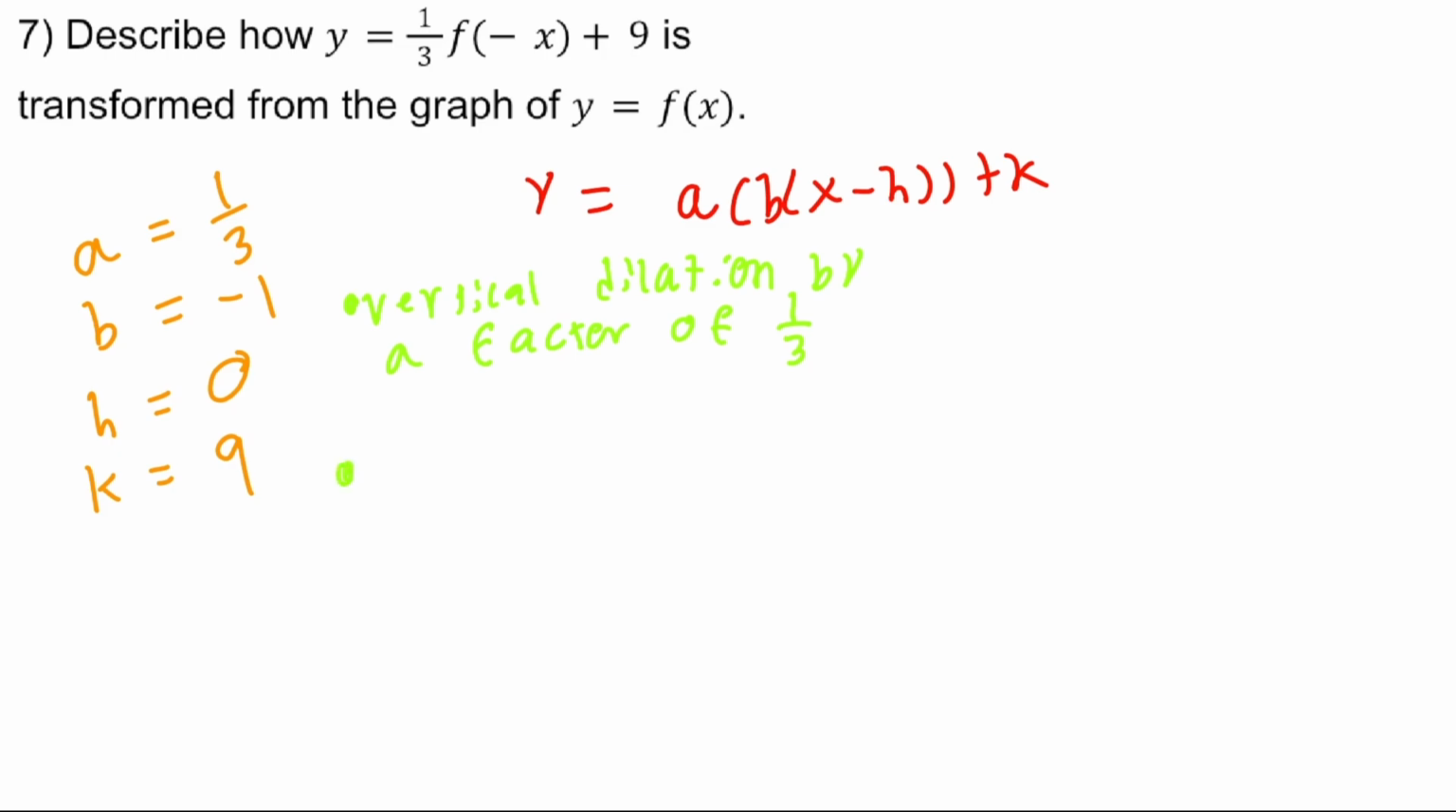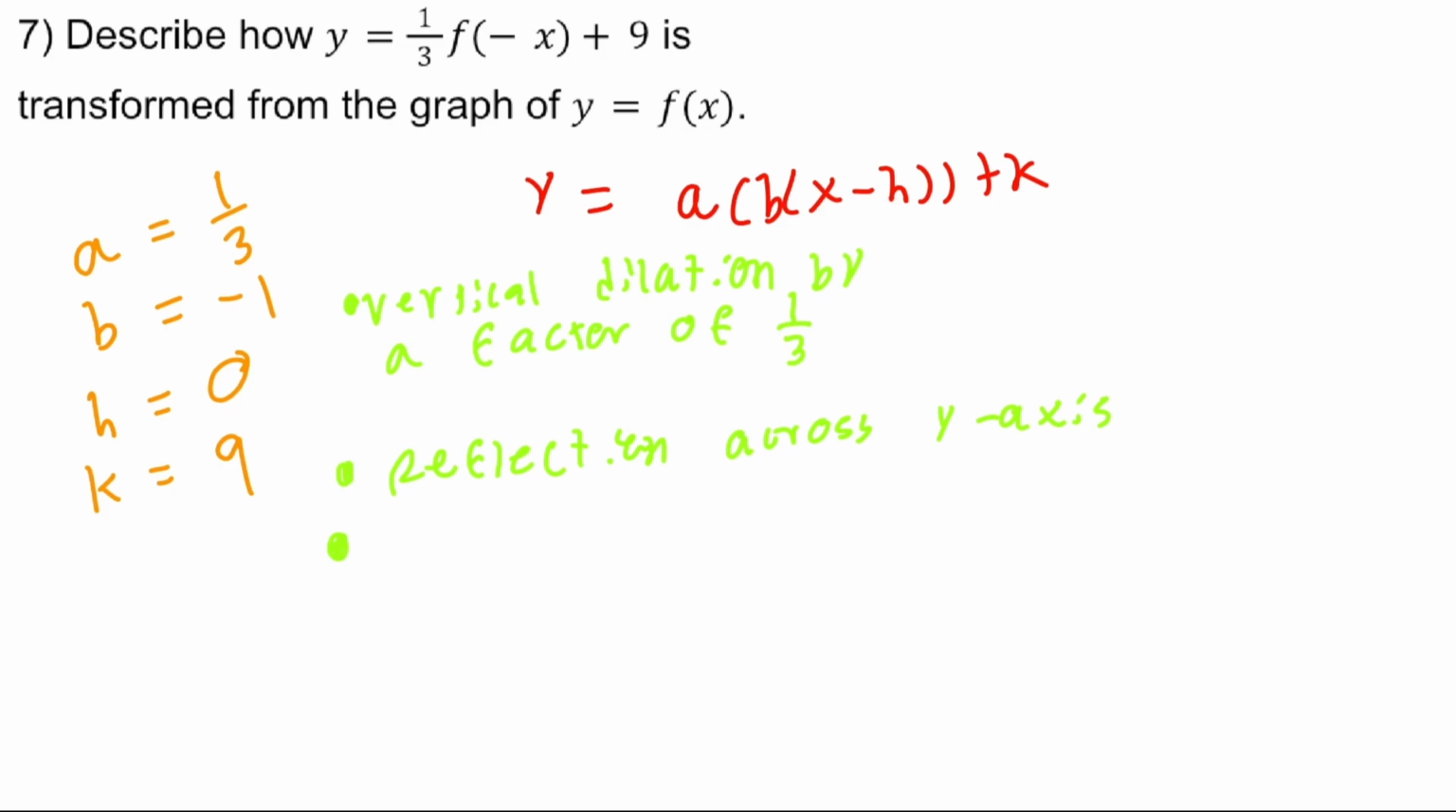Remember, the only thing you need to know about the b value right now for advanced algebra 2 is that if it's negative, it's a reflection across the y-axis, which in this case it is. So another transformation would be the reflection across the y-axis. And then lastly, k is 9. K does not lie to you. H is the only one that does.